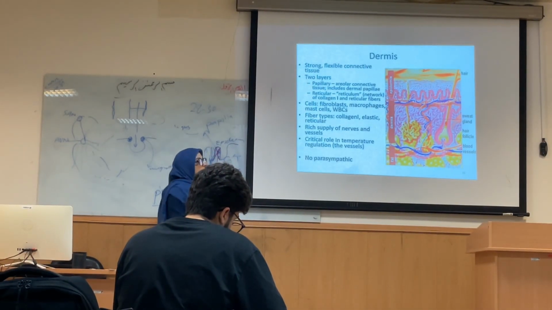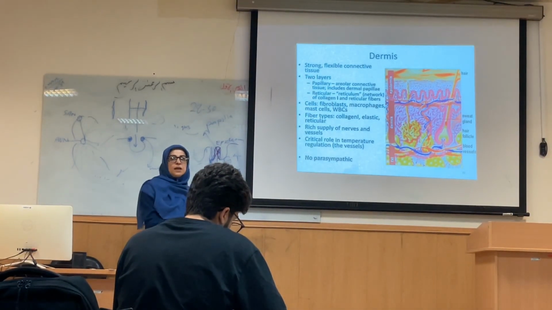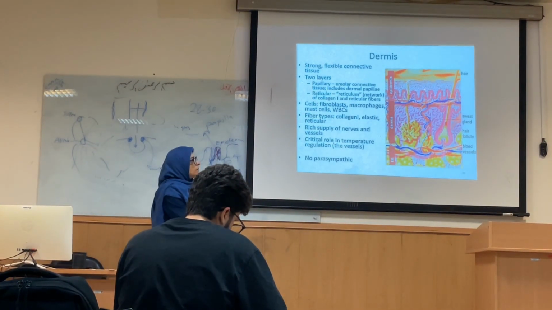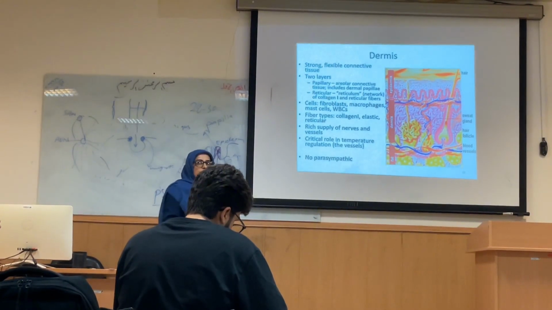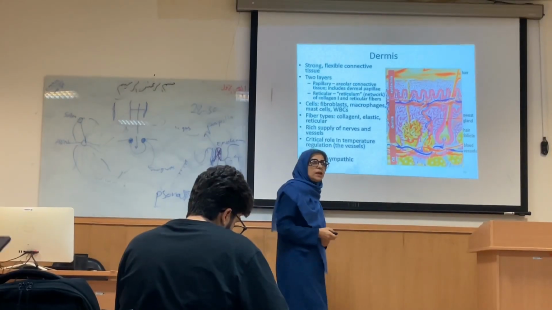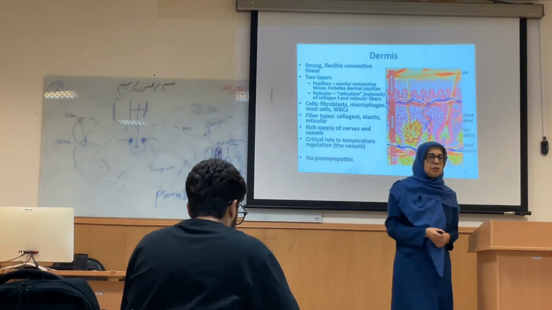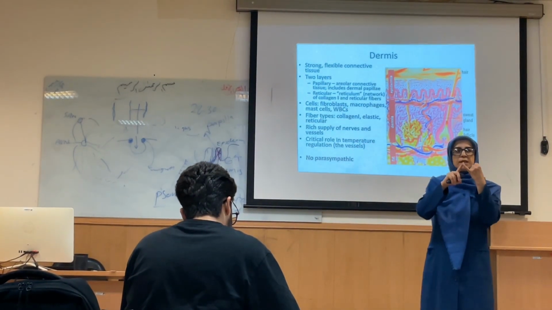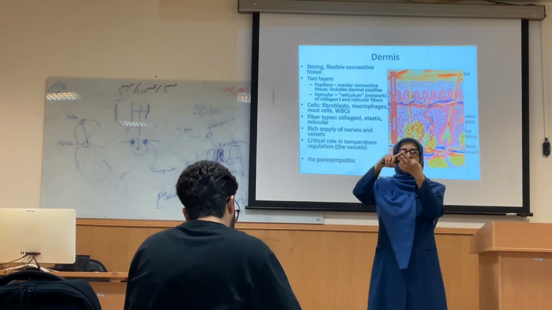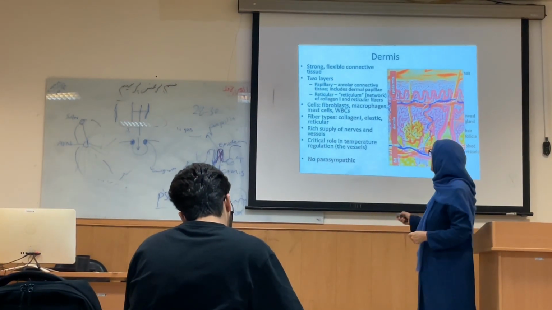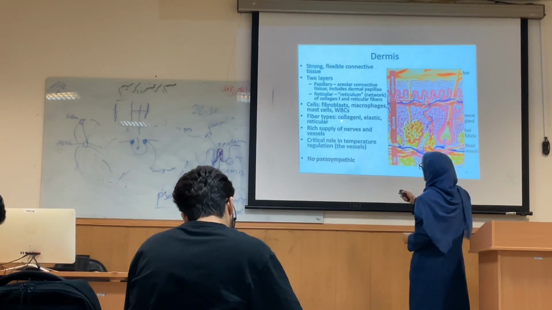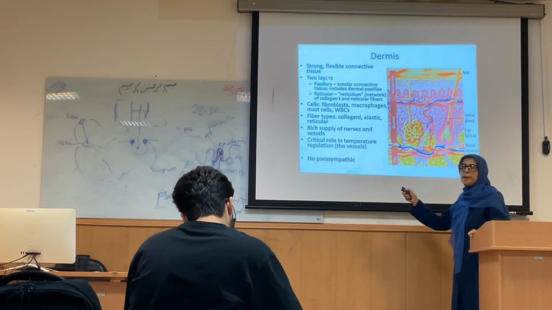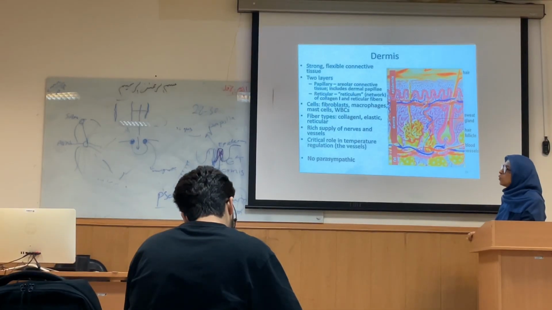The dermis layer is a strong, flexible connective tissue. It has two parts. In the papillary part, named the papillary layer, there is loose connective tissue. In the loose connective tissue, the cells, fibers, and ground substance are equal, with more cells. All of the cells that you know in connective tissue, and also all types of fibers.